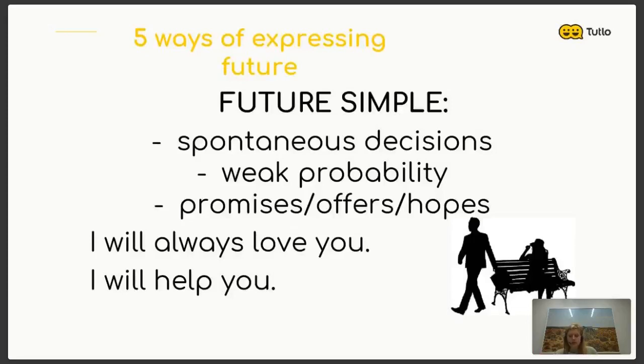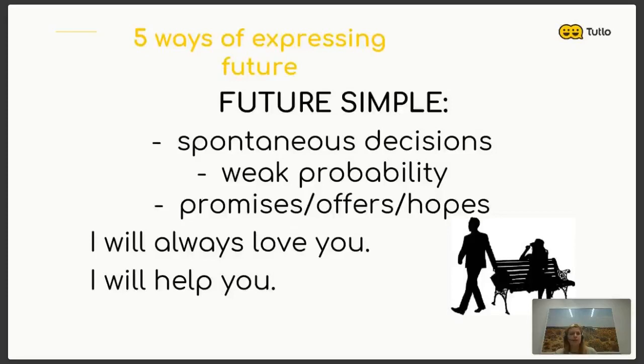Second use is weak chances that something will happen. Usually, this weak chances means about 30% of probability. So I will go on holidays. I don't think so. If I say I will go on holidays, it means that probably I won't, because these are weak chances. And the most common use is when we talk about promises, offers, and hopes.